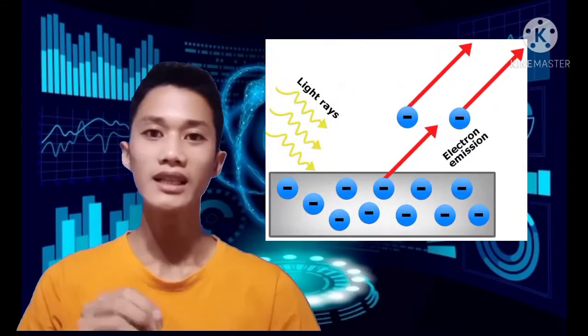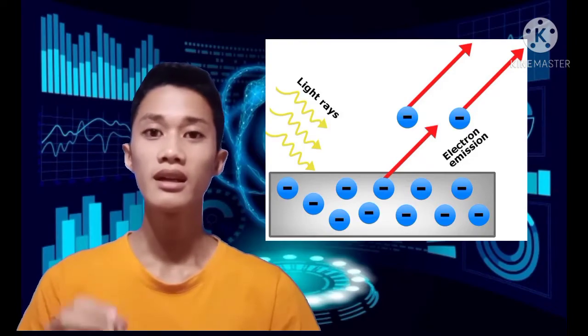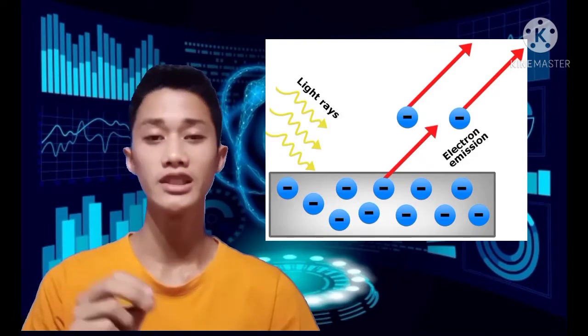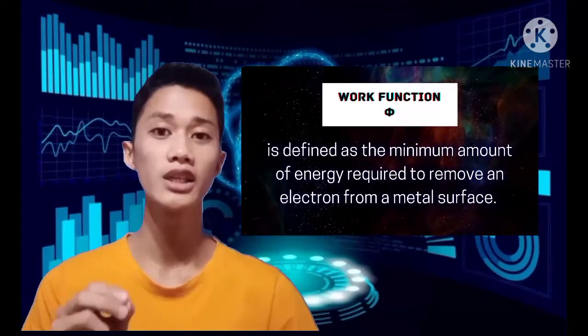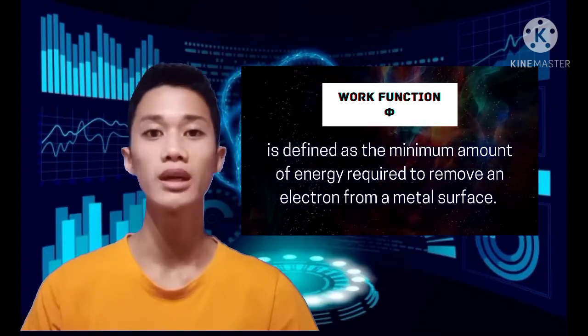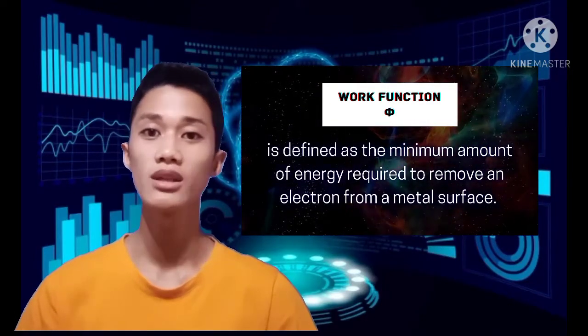According to Einstein's photoelectric effect, when a light shines on a metal surface, electrons from it can actually be ejected. However, in order to do that, the incident light must have sufficient energy to dislodge the electron from the metal surface. This minimum amount of energy required to dislodge the electron from the metal surface is what we call the work function of the metal. So let's take a look at the quantum level and see how the photoelectric effect actually happens.